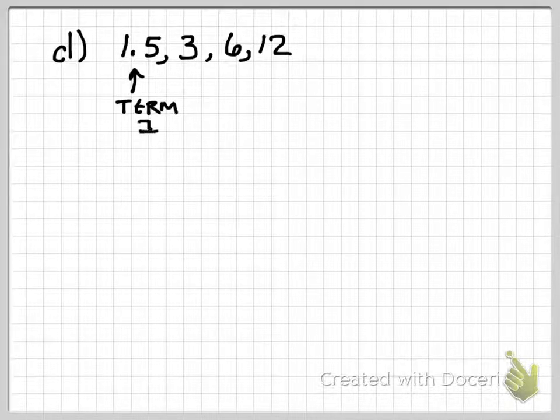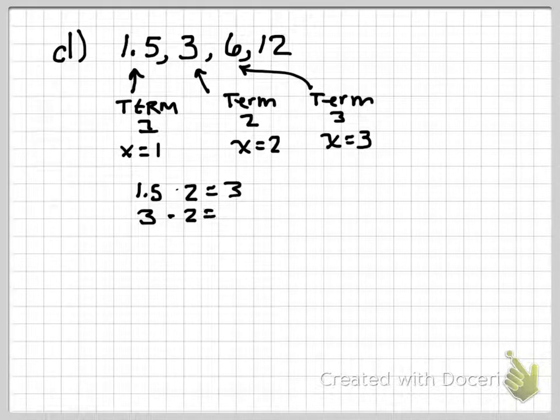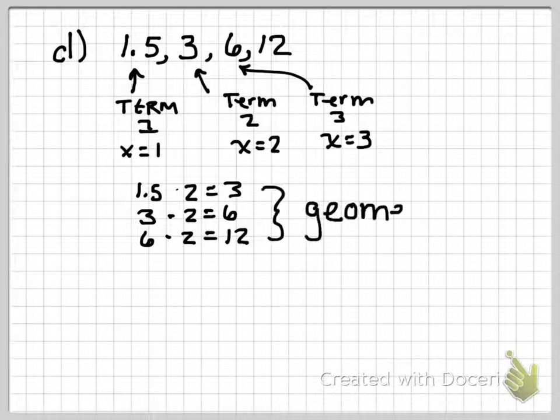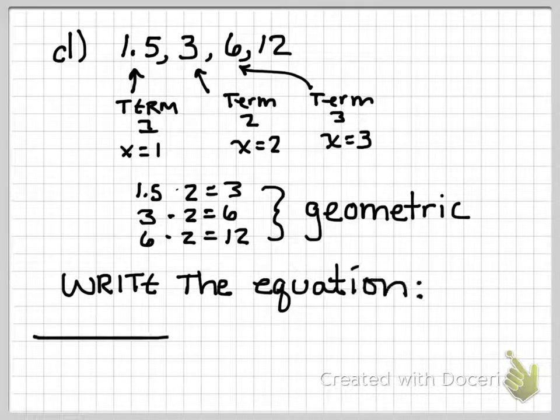Alright, so we consider this 1.5 the first term, 3 is the second term, 6 is the third term. So in this case, this is going to be geometric because 1.5 times 2 is 3, 3 times 2 is 6, and 6 times 2 is 12. It is multiplied by the same number each time. Now if we want to write the equation to this, we need to come up with the initial value. Now the initial value is when x equals 0.